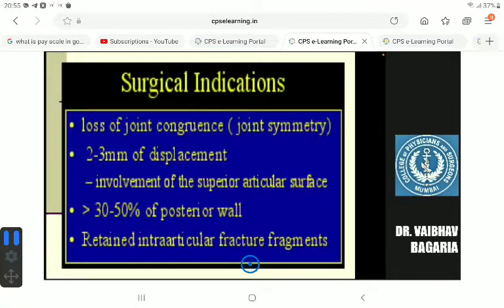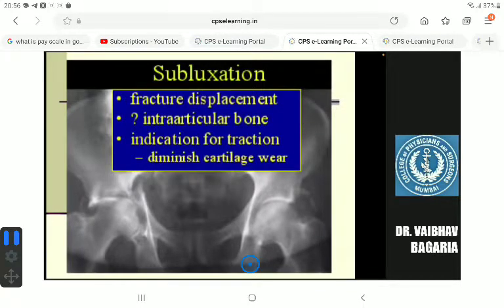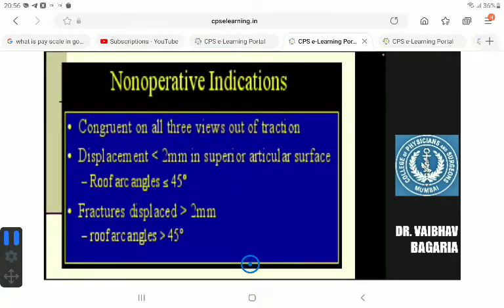Surgical indications are loss of joint congruence, 2 to 3 millimeter of displacement involving the superior articular surface, more than 30 to 50% of posterior wall involvement, and retained intra-articular fracture fragment. So any joint asymmetry, any displacement more than 3 millimeter, more than 30 to 50% of posterior wall, and a retained fragment are the indications for surgery. Of course, subluxation itself is an indication for surgery. It is also an indication for traction because it can diminish cartilage wear, and these are the ones that may have intra-articular bone present.